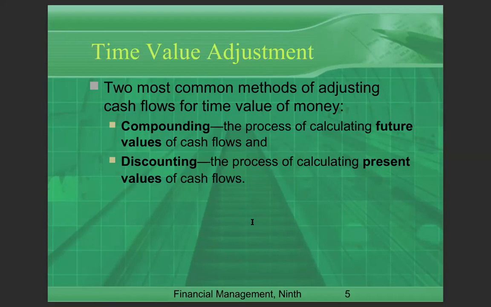If you receive 1,000 after 1 year, what's the present value of that 1,000 that you're going to receive after 1 year? It is not going to be 1,000, but will be different. Discounting is the process of calculating present value of cash flows.